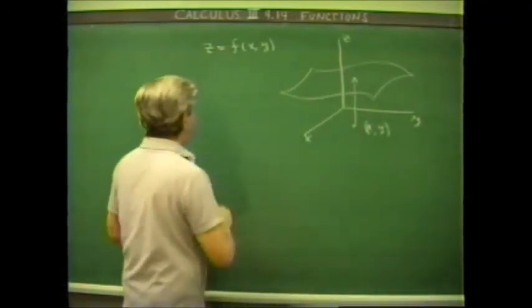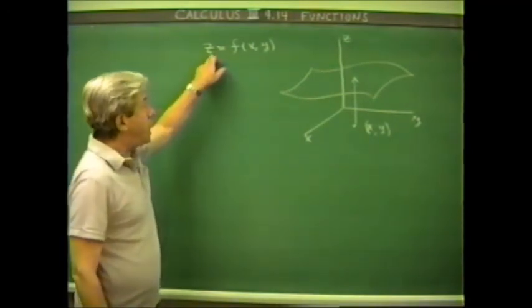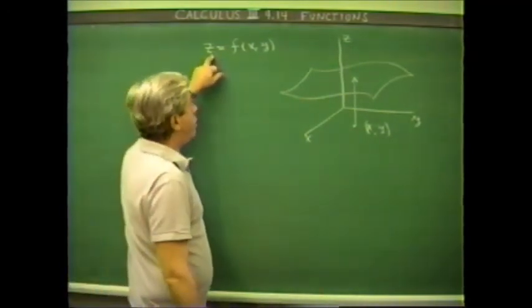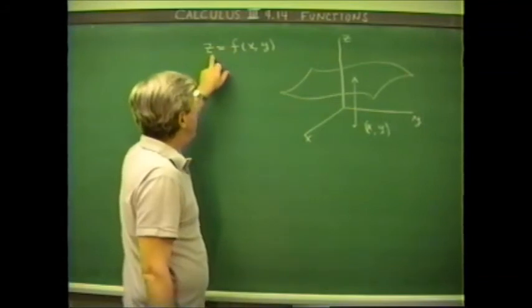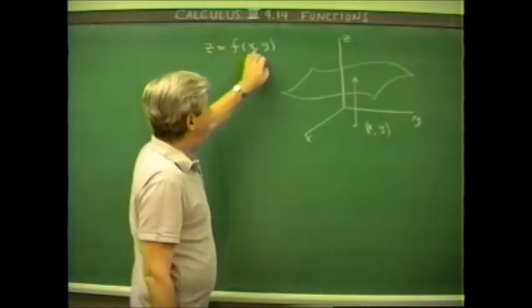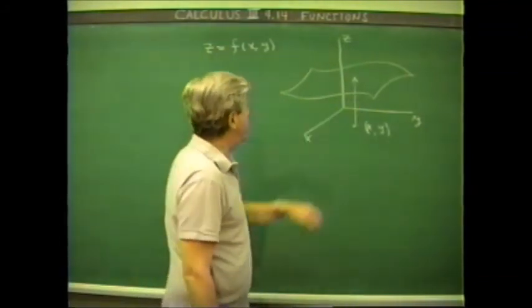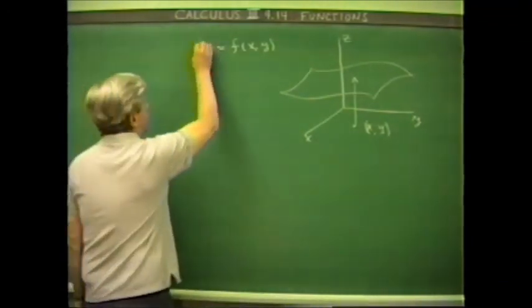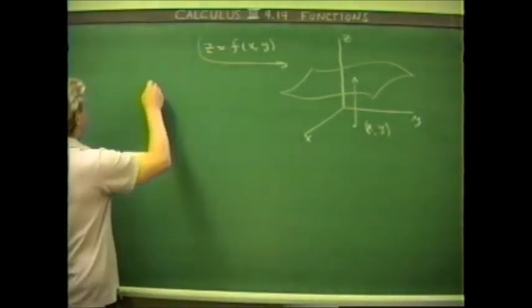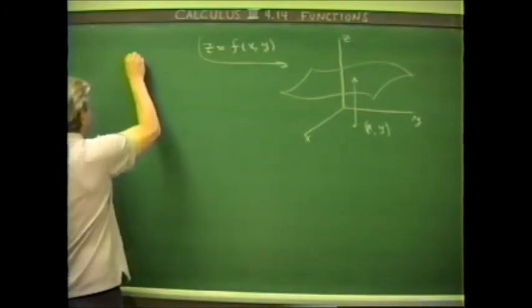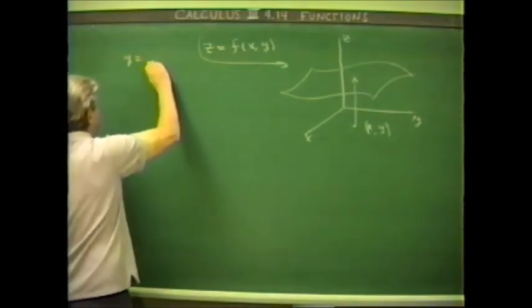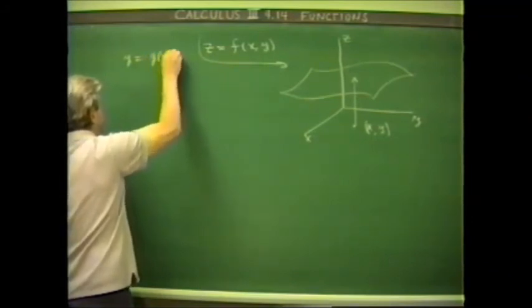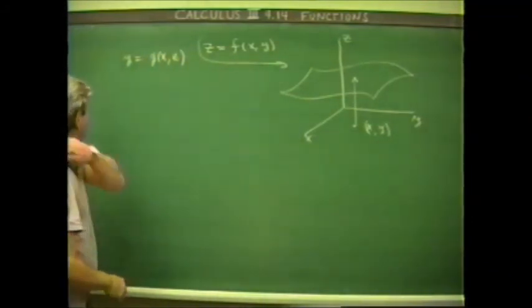And so if you've got an equation in x, y, and z, and you can solve it for z, you can then start graphing this by plotting points if you want, by first solving it for z, and then looking at what happens at various values of x and y. There are a couple of other possibilities. Here's z as a function of x and y. You can also have y as a function of x and z. Say y is g of x and z.